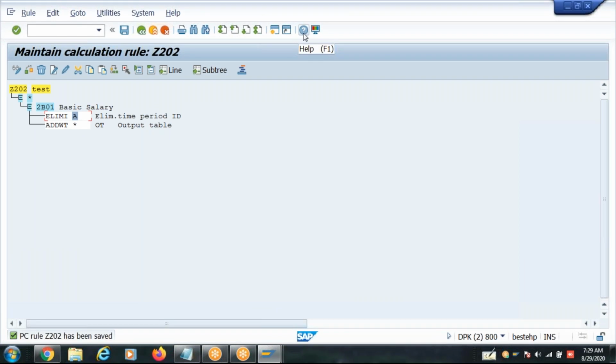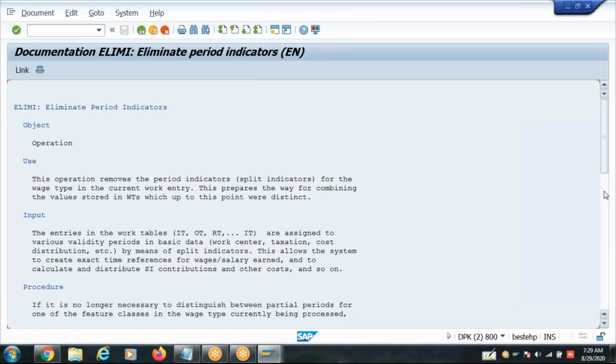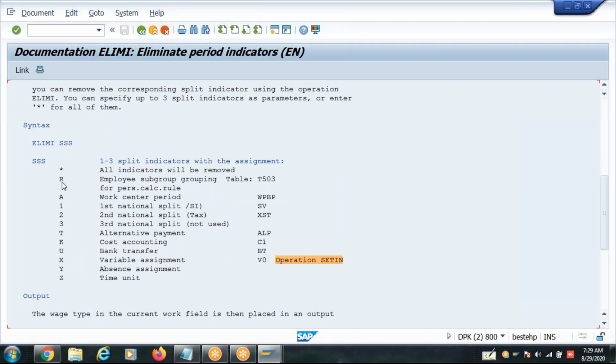Eliminate, ELIMI space, and then give split indicators. Read the documentation of ELIMI operation. You can see all the split indicators we have discussed. When I use a star here, all indicators will be lost. I just removed A. So I can remove anything. Now, this property, what I'm explaining is only for WPVP, reading the latest split indicator.